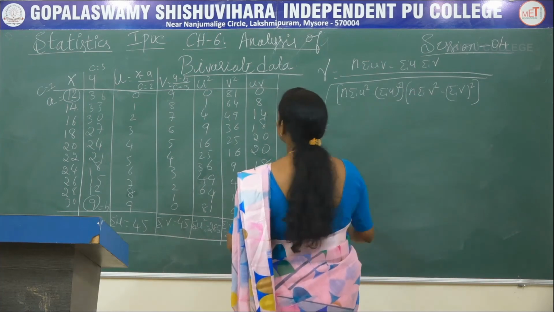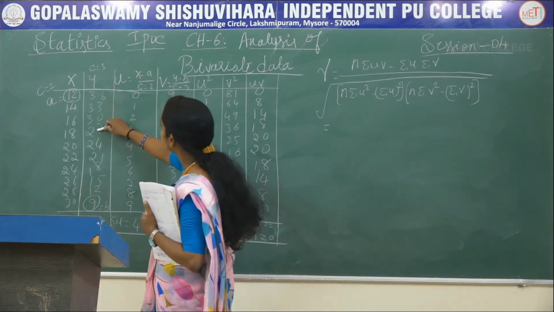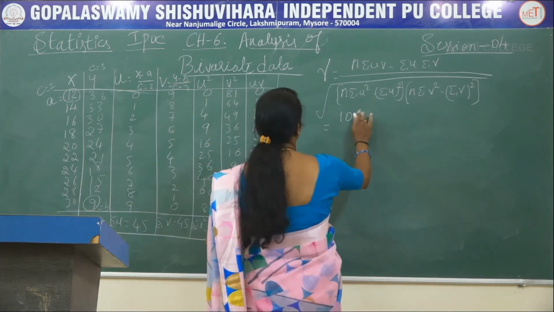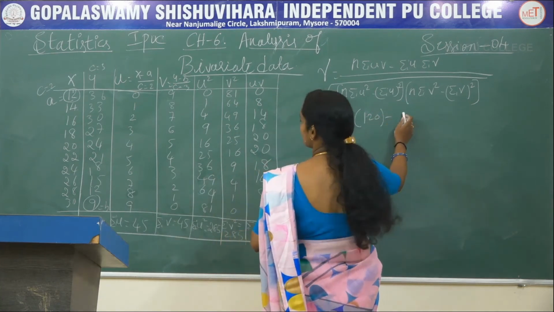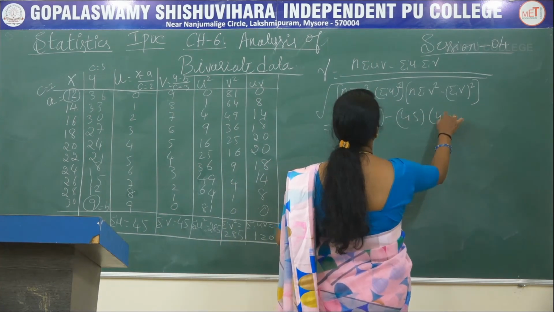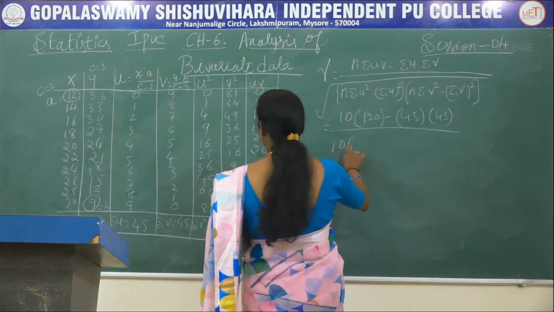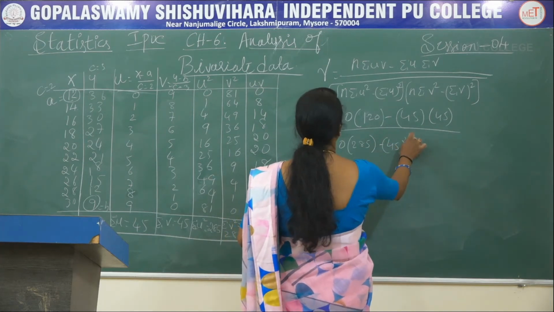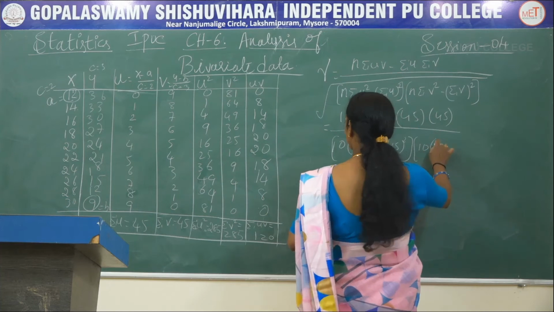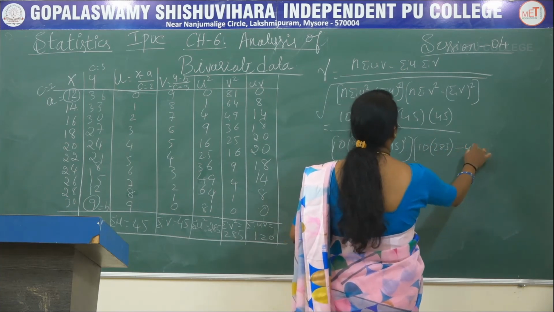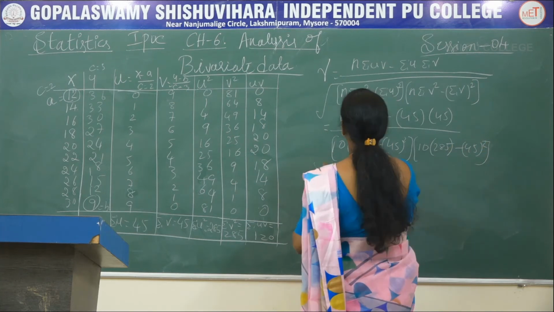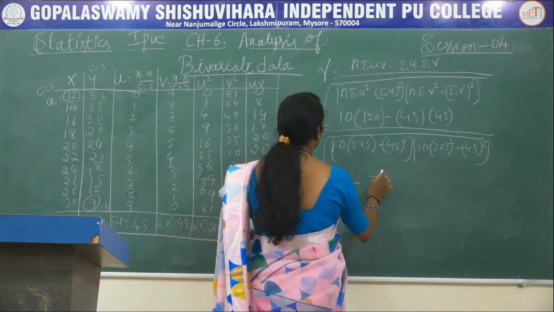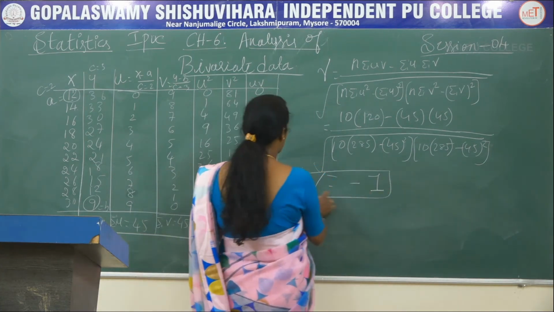Now substitute the values. N is equal to 10. 10 into 120 minus 45 into 45, divided by the square root of 10 into 285 minus 45 whole square, into 10 into 285 minus 45 whole square. After simplification the value is minus 1. That is our correlation coefficient value is minus 1.